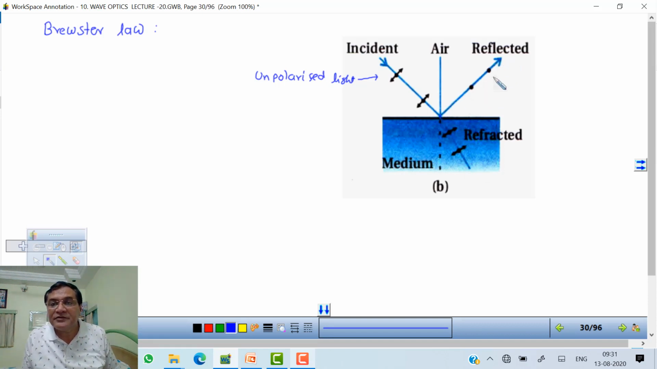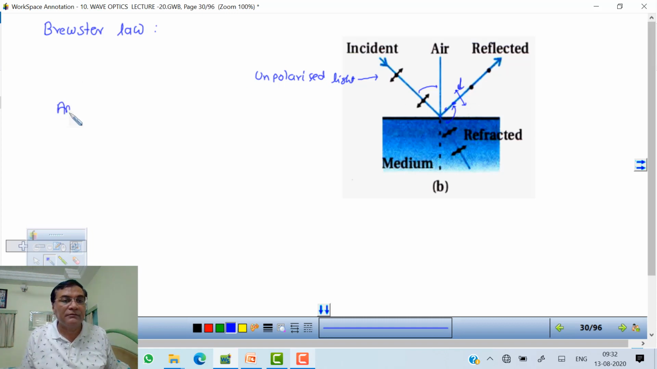When this reflected ray is seen carefully, it is observed that very few parallel components are reflected and the majority contains the perpendicular component. This parallel component, parallel to the plane, varies if you change the incident angle. And one more thing is observed: what if this angle is 90 degrees?